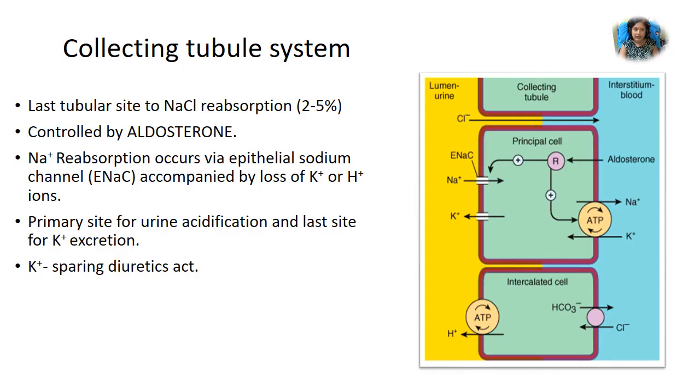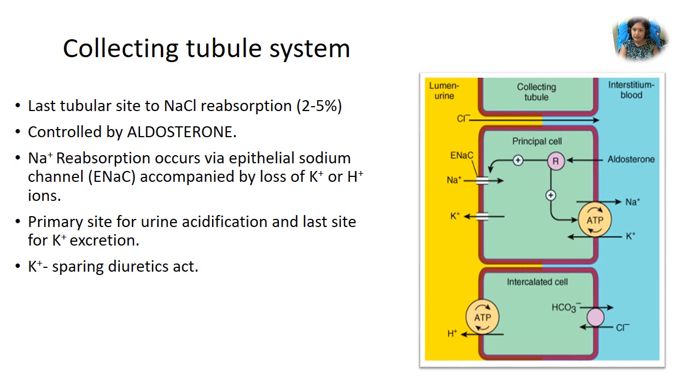Moving on to the collecting tubule system. This is the final site, which connects to the distal convoluted tubule that feeds into the renal pelvis and to the ureter. It has several segments, and for simplicity we'll call it the collecting tubule system. The segments make up the connecting tubule, the collecting tubule, and the collecting duct. So we look at the principal cells and the intercalated cells that make up the collecting tubule system.